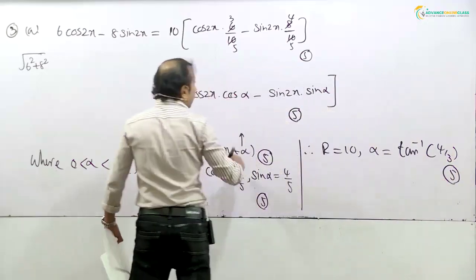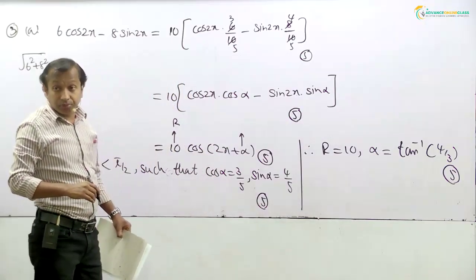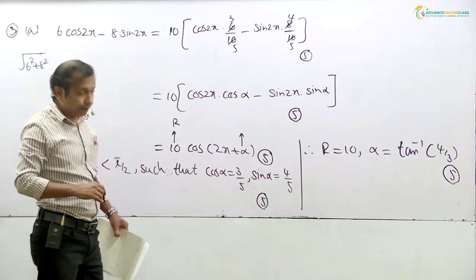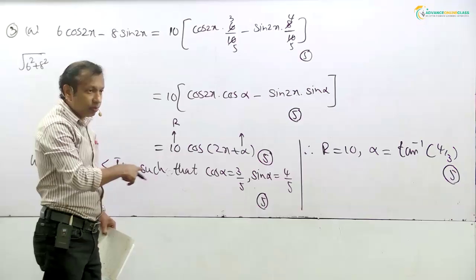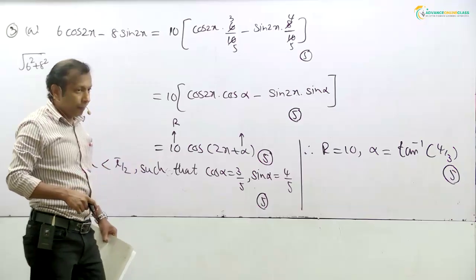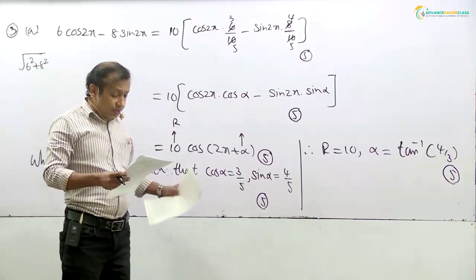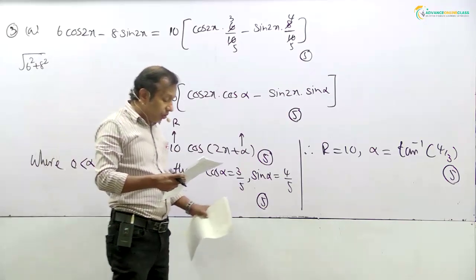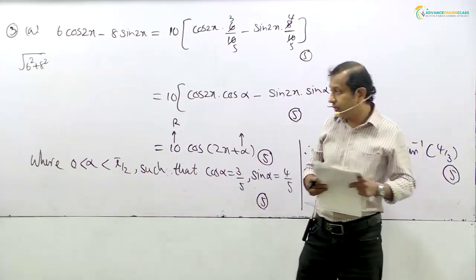All right. These marks are according to the mark scheme. I put the full question here, and the original mark scheme marks only I am offering here. Okay. Next one is asking: hence solve 6 cos 2x minus 8 sin 2x equals 5. Hence means using this.